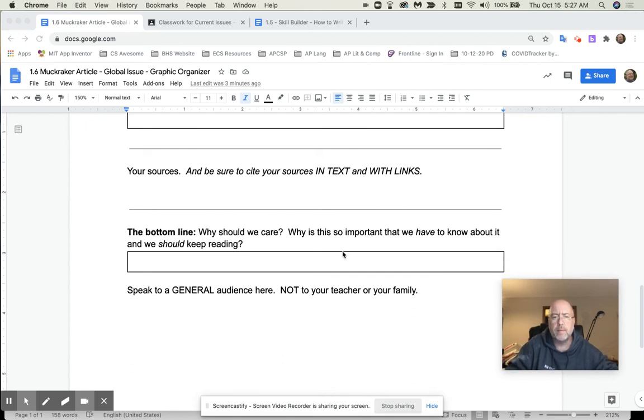And then before you do your headline, start telling me why we should care. This is a really important piece. Why should the general public care? Speak to a general audience. Don't talk to your teacher or to your family, to a general audience.